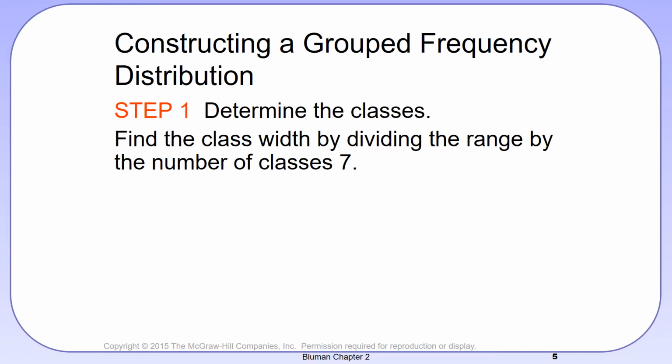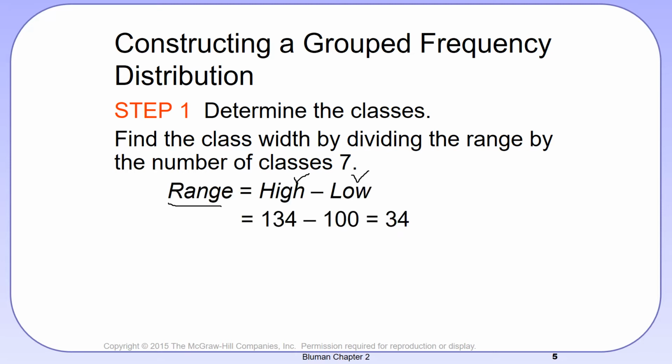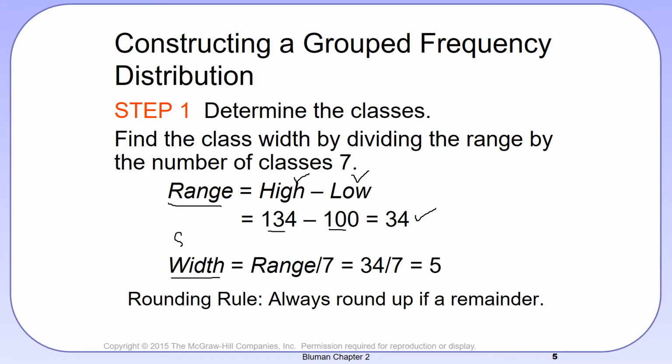Now dear student, here in our question, we know how to find the range of the data: highest value minus lowest value. So the range of the data is equal to 34. Now we need to find the size or width of the class, which is equal to the range divided by 7 or 6 or any other number. So now the answer is 5.